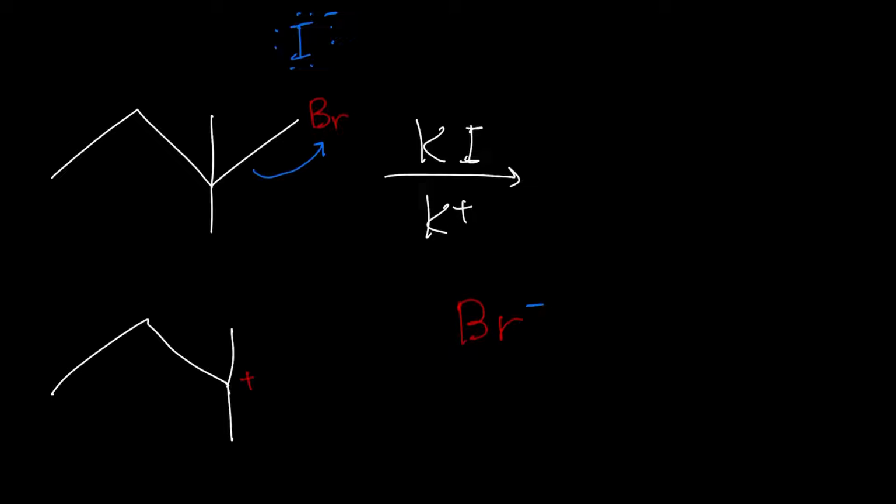Then what is going to happen is that the iodide ion is going to come in and attack that carbocation. And then it's going to bond with that carbon, and your final product is going to be looking similar to the one you had before, except the bromine is replaced by the iodine. So the halogen that is initially there is going to be replaced by the nucleophile, in this case the iodine.